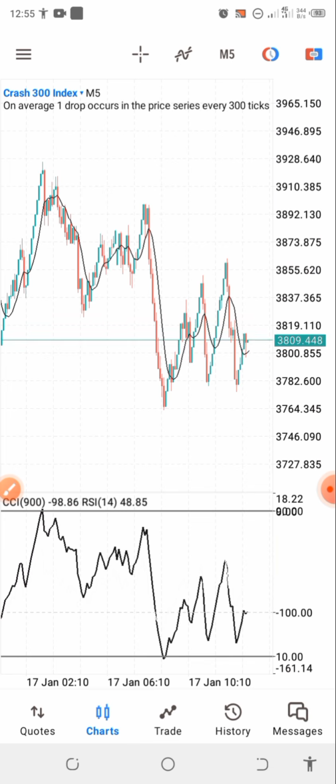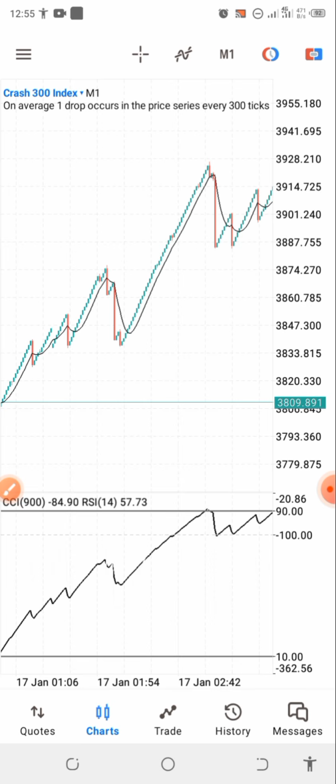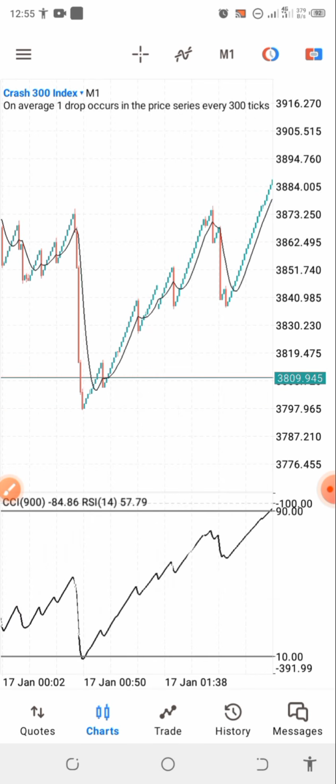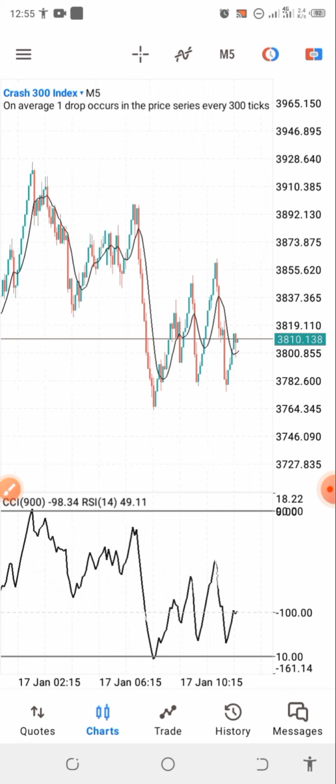This strategy is mainly used on the 5-minute time frame, starting from the 5-minute time frame upward. Using it on the 1-minute time frame is not that advisable, though you can use the 1-minute time frame to catch some spikes, which I'll also be teaching you. But the best way to use this strategy is on the 5-minute time frame.